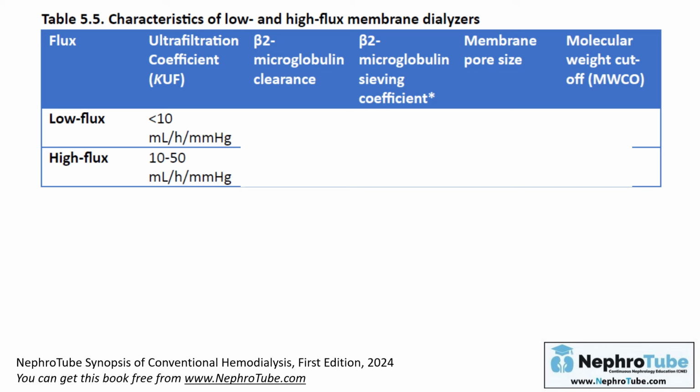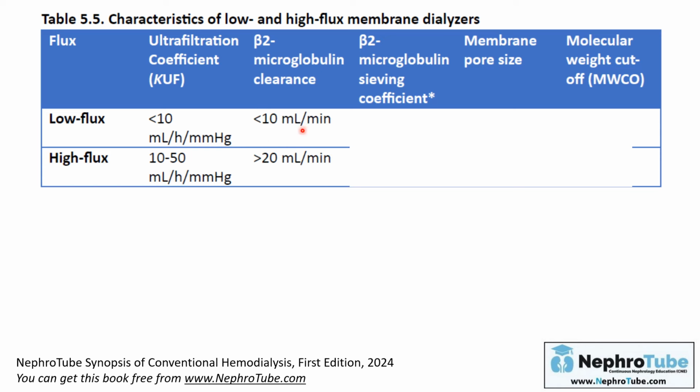The first point is the ultrafiltration coefficient. We mentioned that in low flux, the ultrafiltration coefficient is less than 10, and in high flux, the ultrafiltration coefficient is more than 20. I mentioned here 10 to 50 for the ultrafiltration, and this is according to the Japanese classification, and I will show you now the Japanese classification of the dialyzers. But we can say that the ultrafiltration coefficient here is more than 20 as the international references, or 10 to 50 according to the Japanese classification.